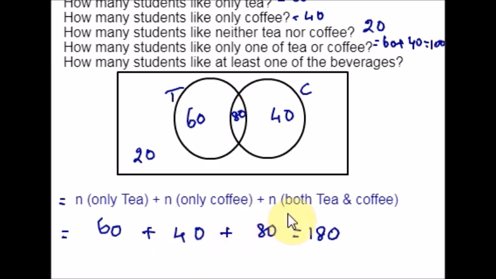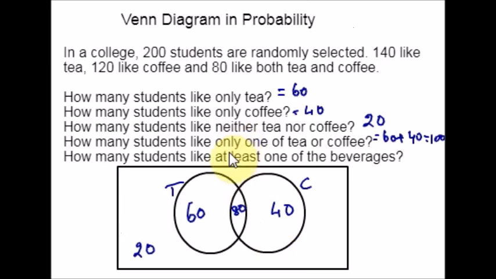At least one means 1 minus this one, 20. You just have to exclude this 20 from the total, 200. 200 minus 20 is 180. You can follow the method that you're comfortable with. All the Venn diagram problems are very easy and simple. Read the question carefully twice and then start constructing the Venn diagram carefully. Enter the values starting from the intersection portion.